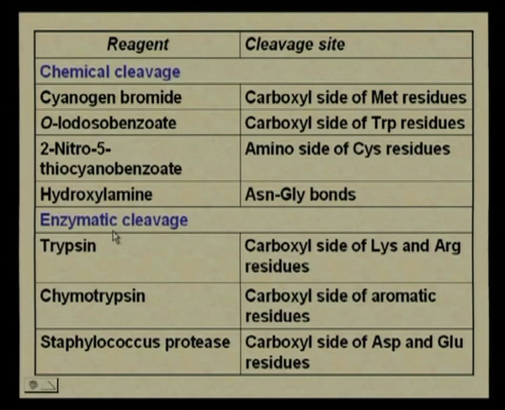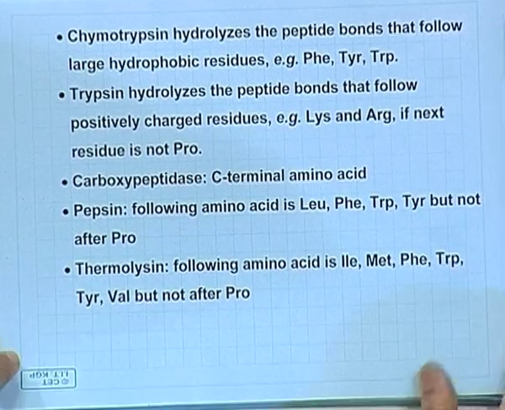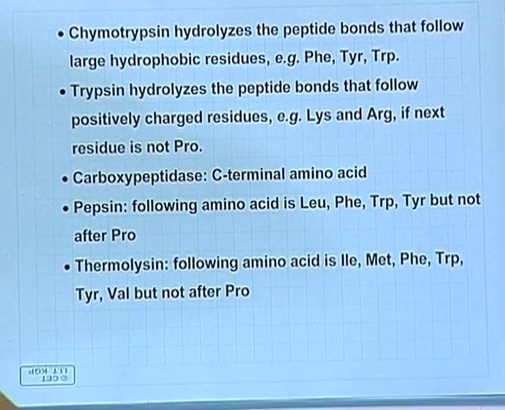For the enzymatic cleavage, what do we need to know? We know that trypsin will cleave on the carboxyl side of lysine and arginine. Chymotrypsin will cleave on the carboxyl side of aromatic residues. Okay? So, how can we use this information to figure out the amino acid sequences of proteins, and how will the chemical cleavage and the enzymatic cleavage lead us to the polypeptide chain? Okay. So, this is the information we need.